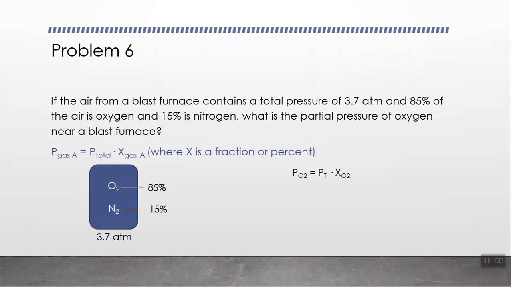So when we set it up, we have 3.7 times 85%. Now remember, you can't just multiply by the percent, so you have to convert the percent to a decimal. So we have 3.7 times 0.85. We just divided by 100 for that percent. And you get a total of 3.1 atmospheres for the pressure of oxygen. Let's take a look at our last problem.